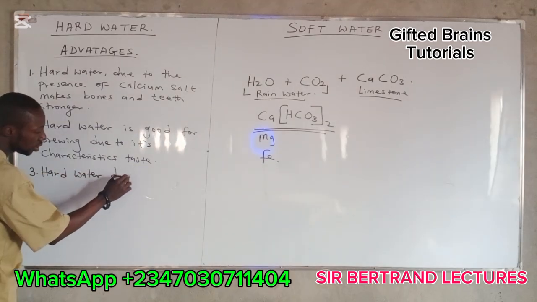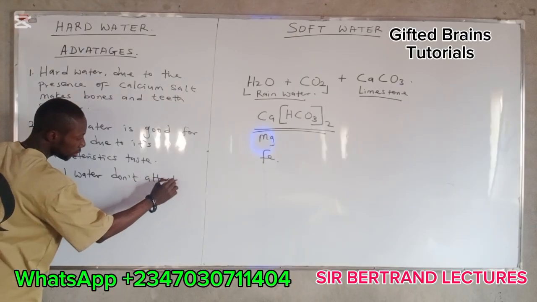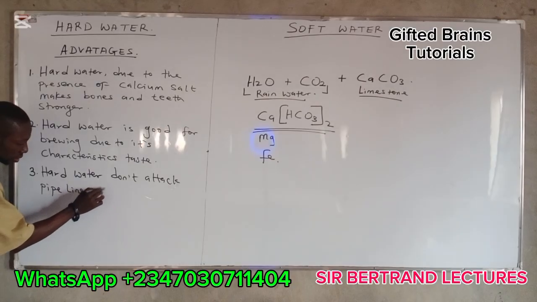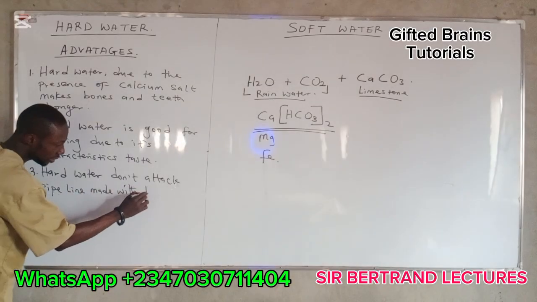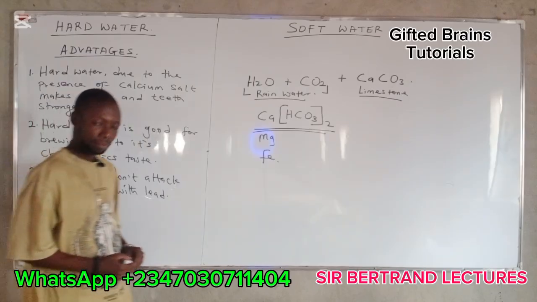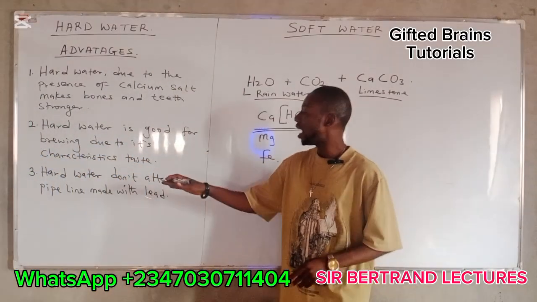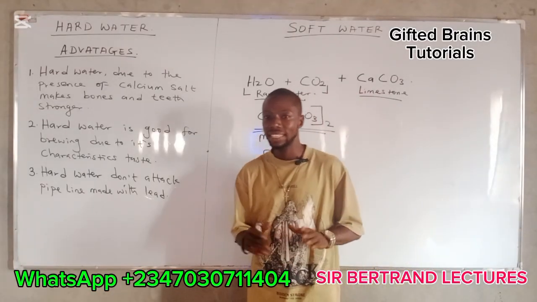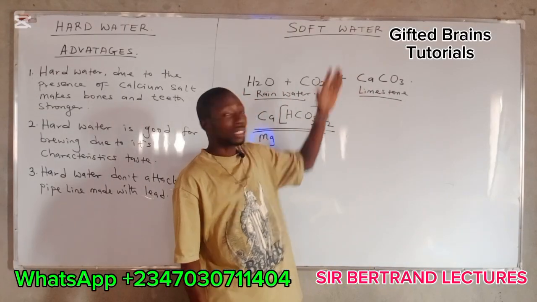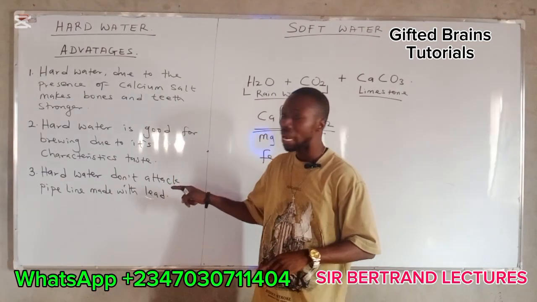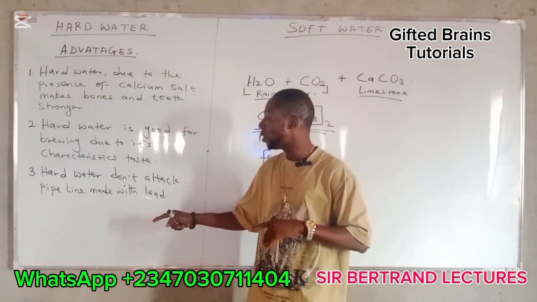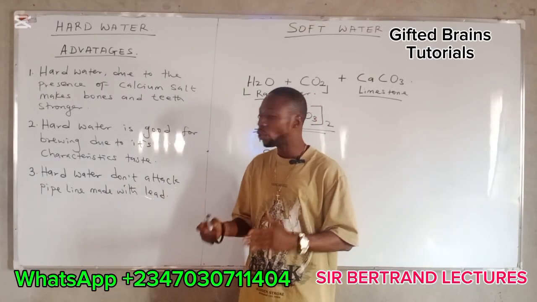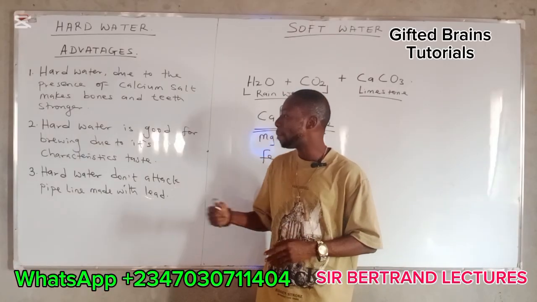Number three, hard water does not attack pipelines made with lead. Soft water here is not good for pipelines made with lead. So for water to flow in a pipeline made with lead, the water will be made hard so that the water will not attack the pipeline made with lead.